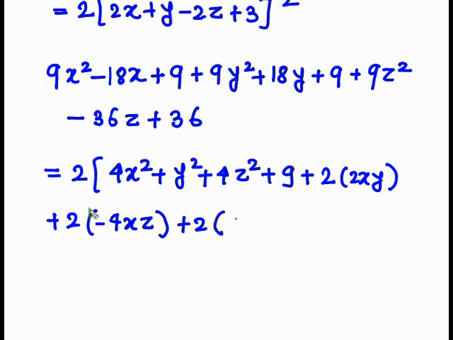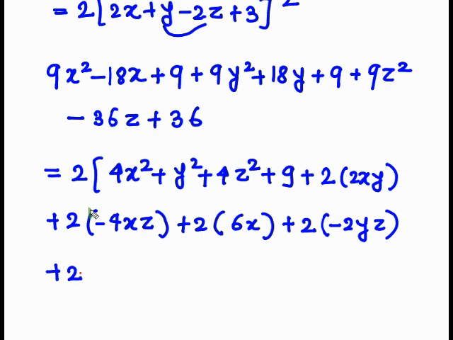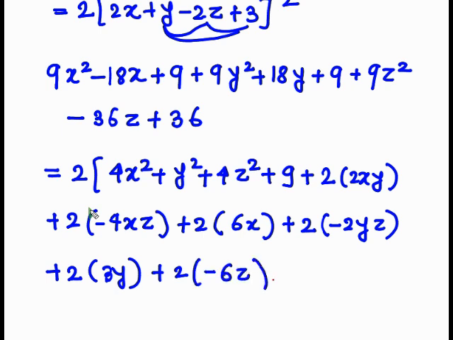plus 2 times a into d. So what we get, 6x, plus 2 times b into c. So what we get, minus 2yz, plus 2 times b into d. So what we get, 3y, plus 2 times c into d. So what we get, minus 6z. So this is how we do the square of the four terms.